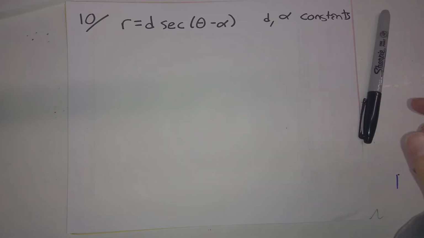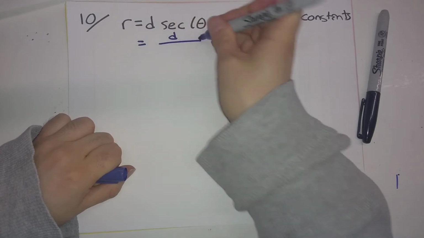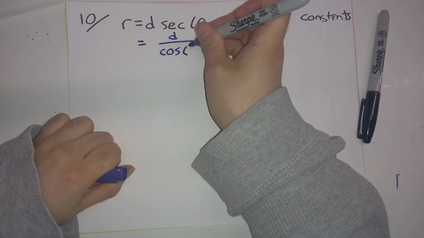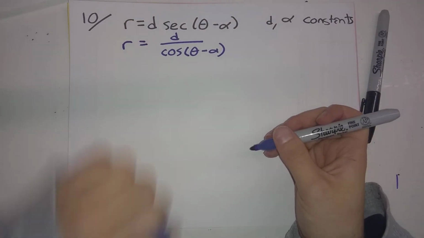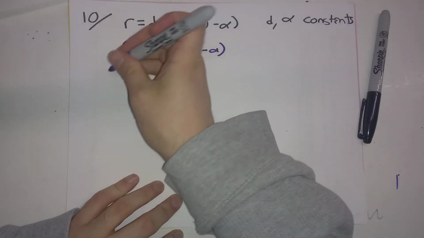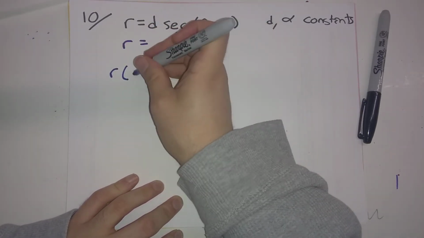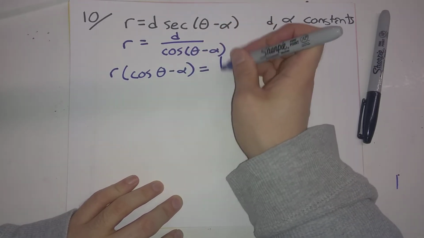So first I'm going to rewrite this. Secant is just 1 over cosine. So I can rewrite this as r is equal to d over cosine of theta minus alpha. And then I can move this to the other side. r times cosine of theta minus alpha is equal to d.